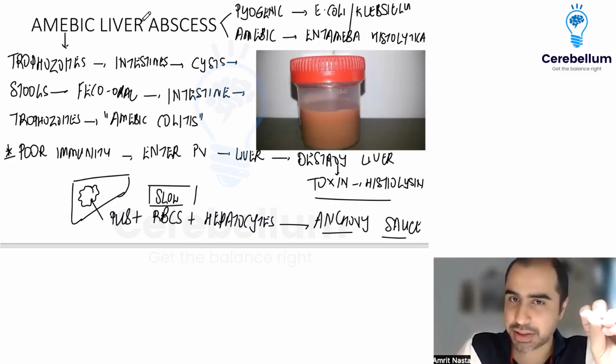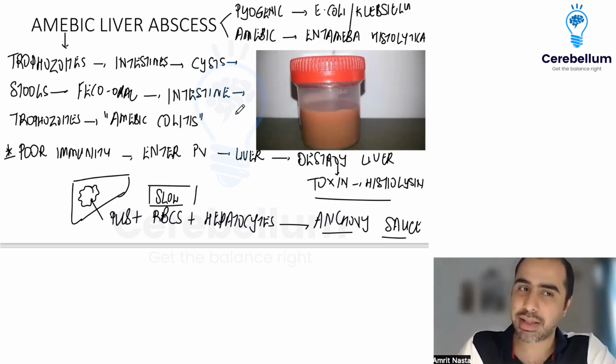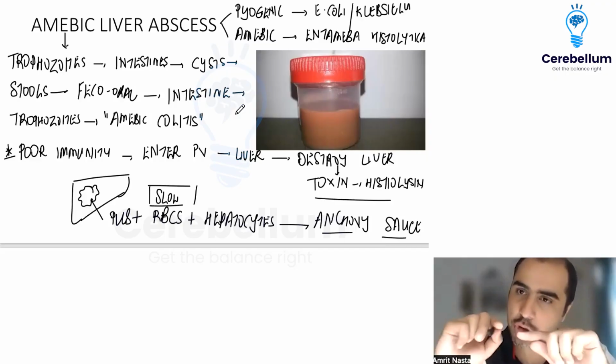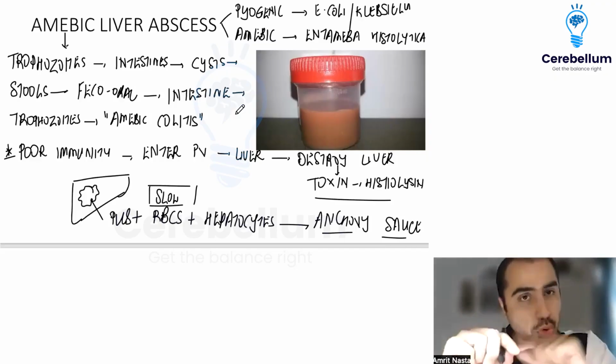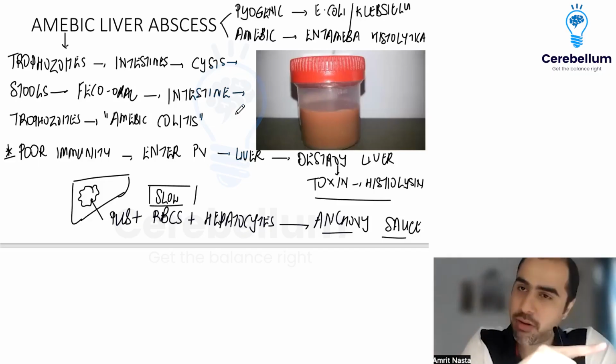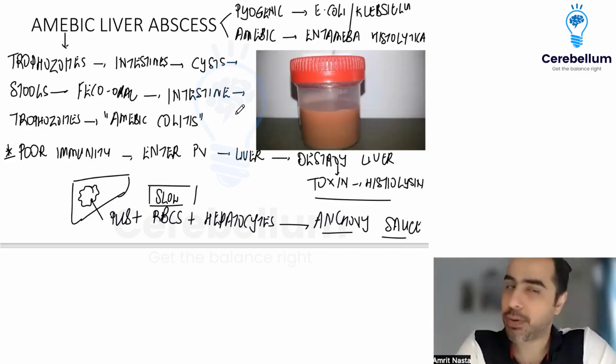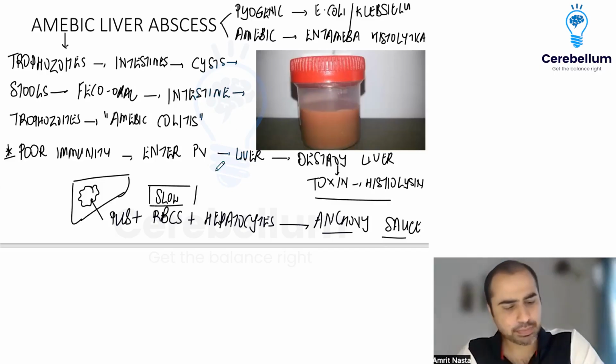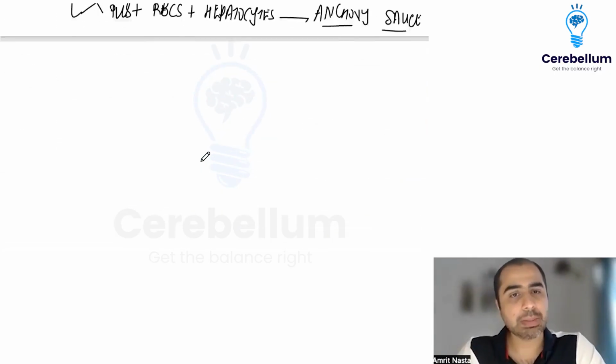So in a normal person, you get amoebic colitis. But someone who has poor immunity, the amoebic trophozoites will puncture the mucosa, submucosa, enter the portal vein, go to the liver, and then traumatize the liver also. Okay, simple. Now come to how will the person present?